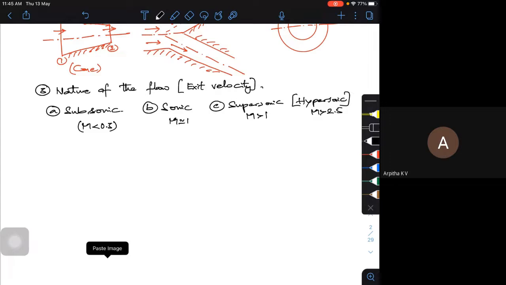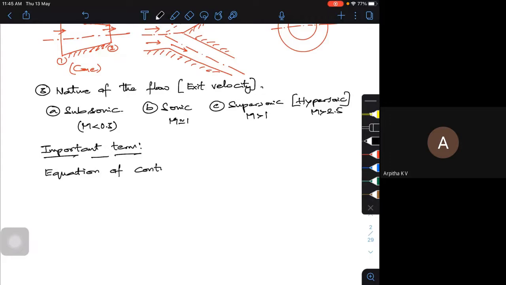Important terms we studied from fluid mechanics. One is the equation of continuity, that is, mass flow rate is equal to rho into A into velocity. If I try to write it in differential form, this will be d of m dot is equal to d of rho A V.